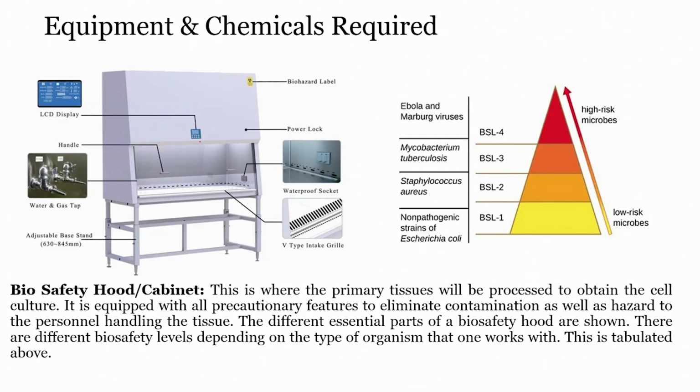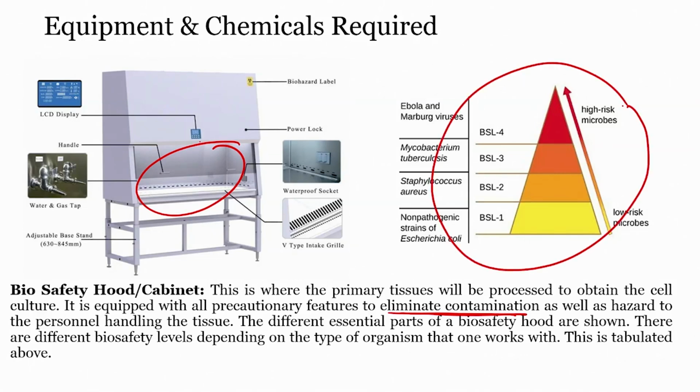Now, the biosafety hood or cabinet is where the primary tissues will be processed to obtain the cell culture. It is equipped with all precautionary features to eliminate contamination as well as hazard to the personnel handling the tissue. The different essential parts of a biosafety hood are shown here, we just talked about them, and the biosafety levels are different depending on the type of organism we are handling.